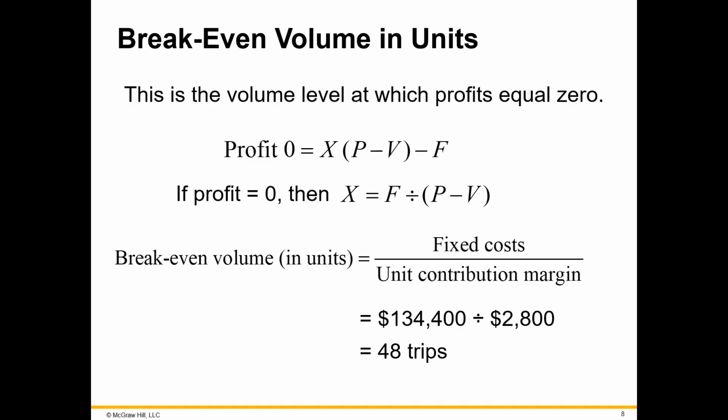To do a break-even calculation, all we do is set the profit to 0. If profit is 0, then fixed cost divided by the contribution margin equals the break-even units. So we know that the contribution margin is $2,800. We need to know how many trips we have to book in order to cover the $134,400 in fixed cost. So we do the math, 134,400 divided by 2,800, and we get exactly 48 trips.